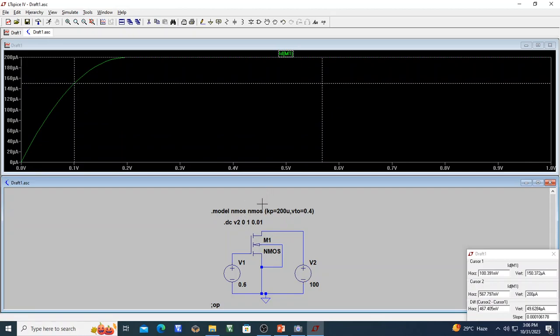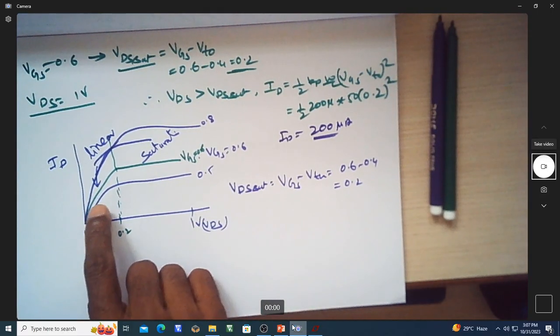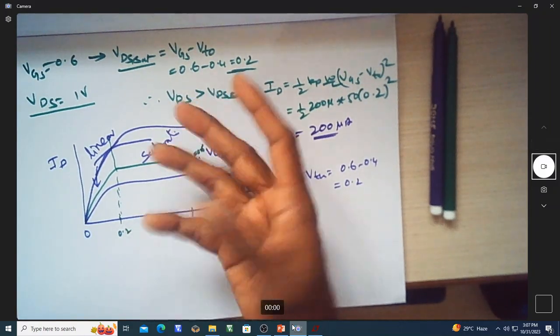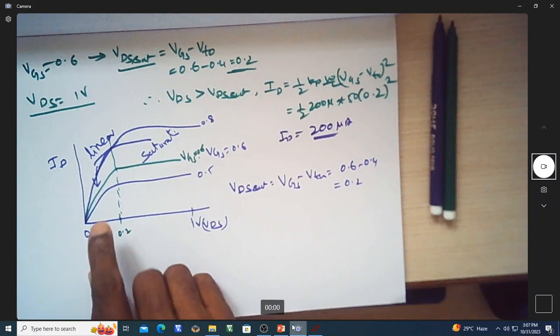Now this is for a particular value of VGS of 0.6. So how about getting one more plot with VGS equal to 0.8? So this is at 0.8. If I want to get it at 0.5, it will come like this. This is at 0.5. Can you see I'm having different VGS? I want to plot for different VGS 0.5, 0.6, 0.8, maybe in steps of 100 millivolts of increment in the VGS.